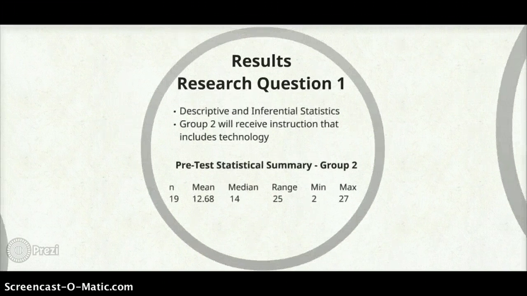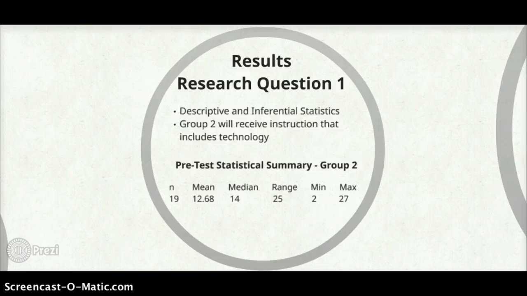And then here are the results from the pretest of Group 2. The mean was 12.68, the median was 14, and the range was 25. Then as you see, because the pretest scores of the two groups were similar, I know that they are starting with the same basic knowledge of the content.